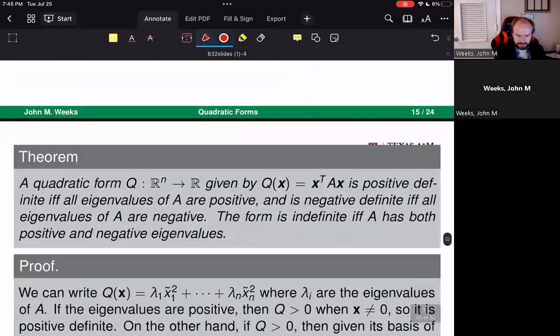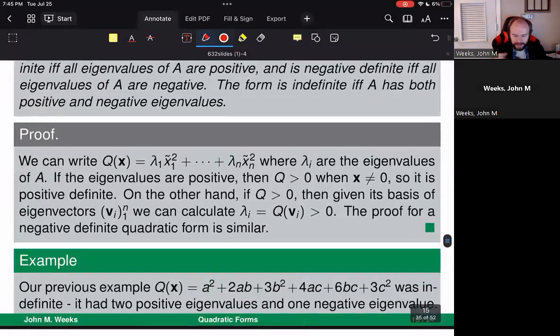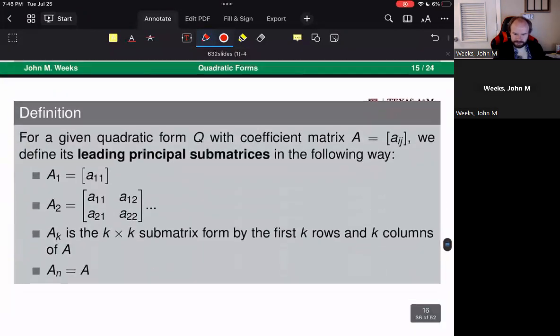Now, the proof for negative definite quadratic forms is similar, and because that's similar, the indefinite case follows right alongside it. It's kind of like the middle ground for both of those cases, and those are also if and only if. Our previous example, the one where we had solved two different ways, is an indefinite quadratic form, for example, and we can count that because it had two positive eigenvalues and one negative one.